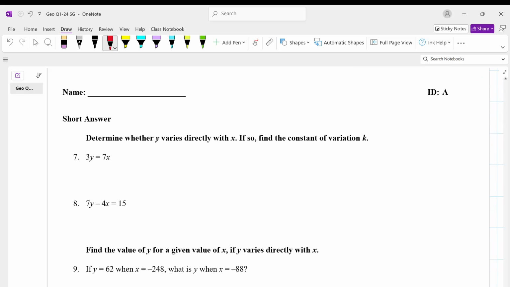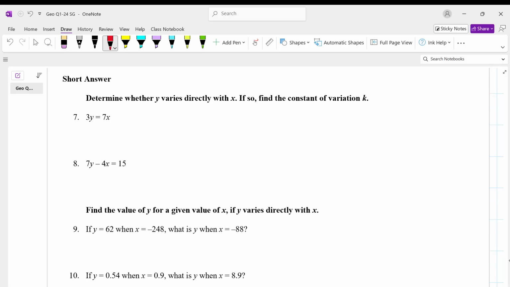Problem number 7, determine whether y varies directly with x. If so, find the constant of variation k. Varies directly means y is equal to k times x, or the equation can be written as y divided by x equals k. If you can write the equation in either of these forms, then y varies directly with x. And the constant would be what y divided by x is equal to.